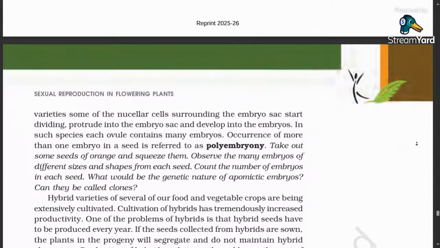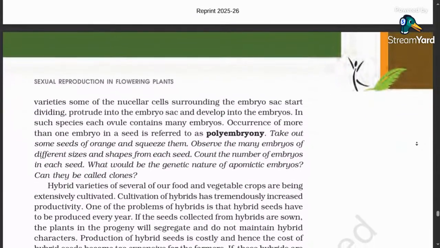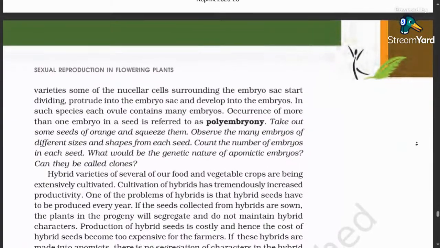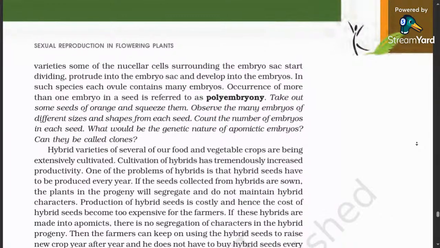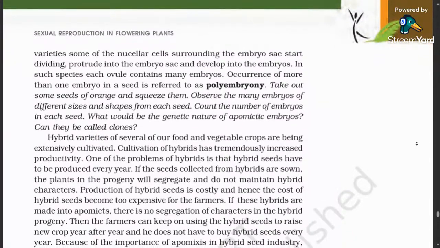Take out some seeds of orange and squeeze them. Observe the many embryos of different sizes and shapes from each seed. Count the number of embryos in each seed. What would be the genetic nature of apomictic embryos? Can they be called clones?